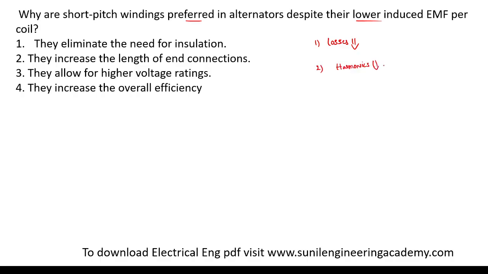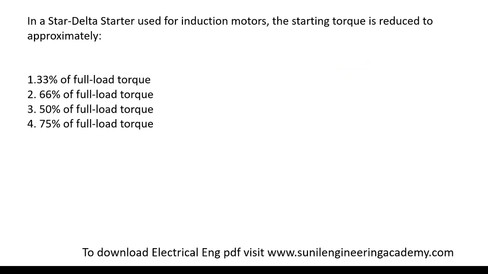If it reduces the harmonics, the waveform will be uniform. You can get almost uniform waveform. So the waveform is uniform, losses are reduced. That means efficiency will increase, correct? So it increases the overall efficiency. But what is the disadvantage? Due to the short pitch coil, we need to sacrifice some induced EMF. Induced EMF will be reduced.